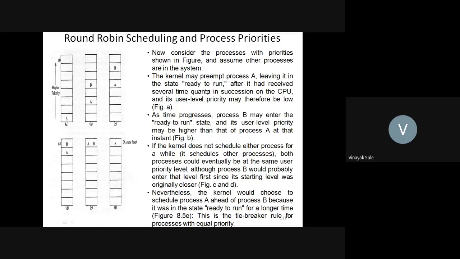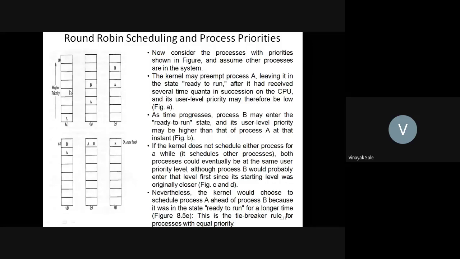The kernel may preempt process A, leaving it in the ready to run state after it had received several time quanta in succession on the CPU, and its user level priority may therefore be low, as in figure A. As time progresses, process B may enter the ready to run state and its user level priority may be higher than that of process A, as shown in figure B.